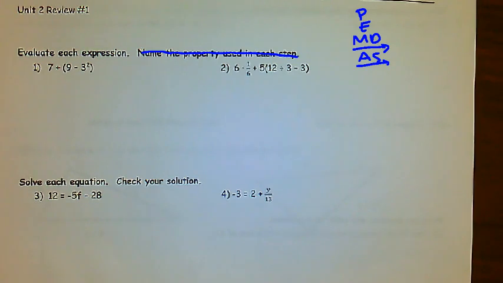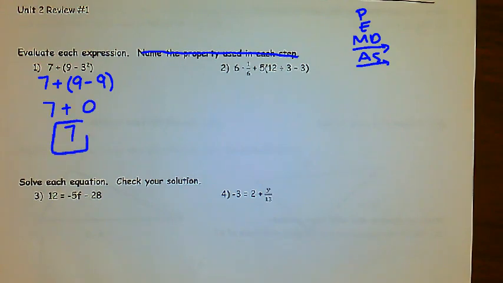Okay, so for number 1, I see I have parentheses, so we're going to work within the parentheses first. So within the parentheses, I see I have exponents, so let's do those first. So 3 squared is 9. Next, let's finish off those parentheses, so my final answer will be 7. Okay, same thing with this one.